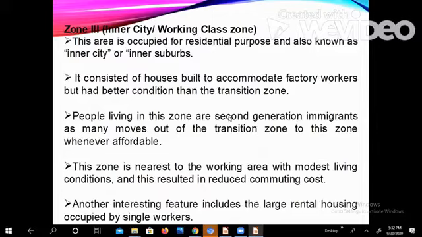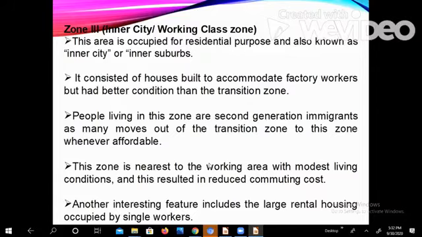For the second generation immigrants, many of them also have their family with them. Now, when they have their family with them, what happens? They may be having more spending power. When that is so, they prefer to move out to this transition zone, which has a better environmental condition than the previous two zones, but at the same time, it is much more affordable.